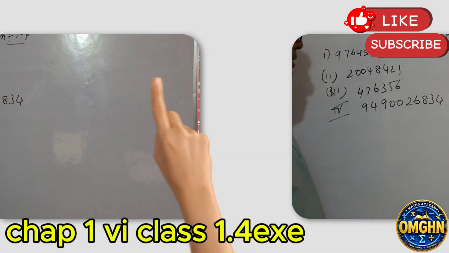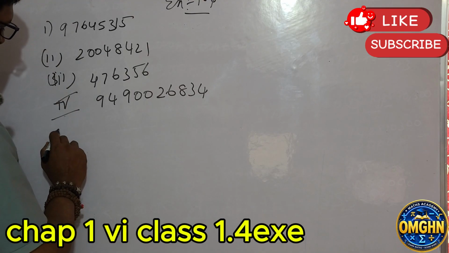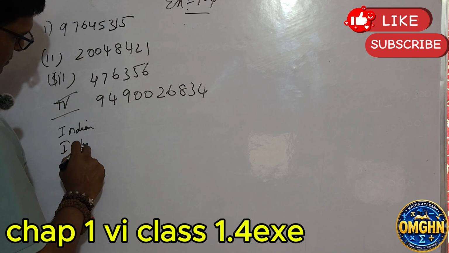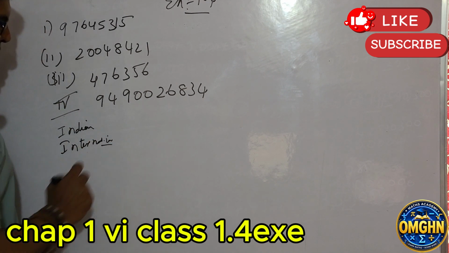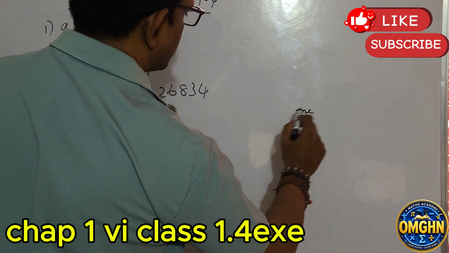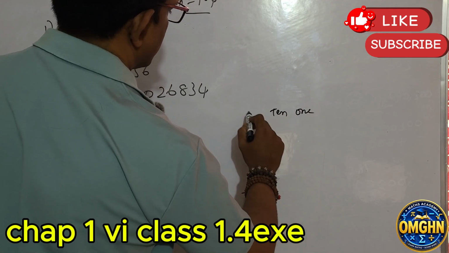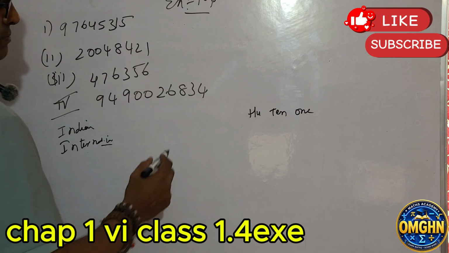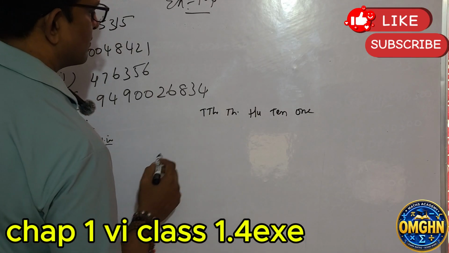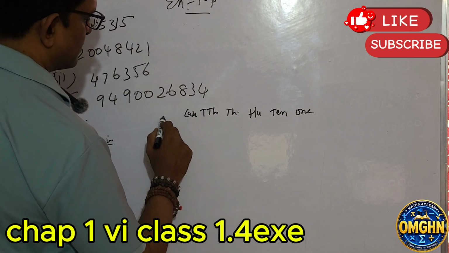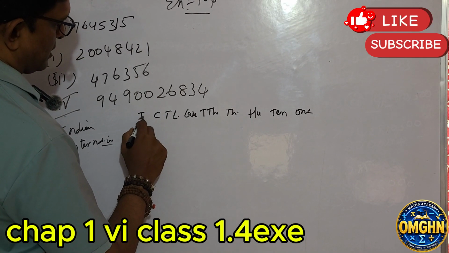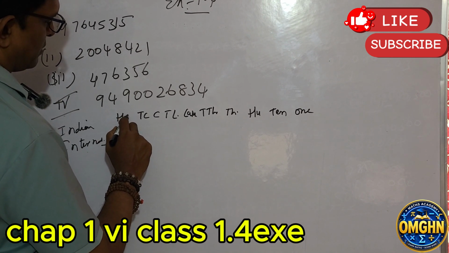Before going to these sums, you have two systems: Indian and international. In Indian, we take ones, tens, hundreds, thousand, 10,000, lakhs, 10 lakhs, crores, 10 crores, 100 crores.